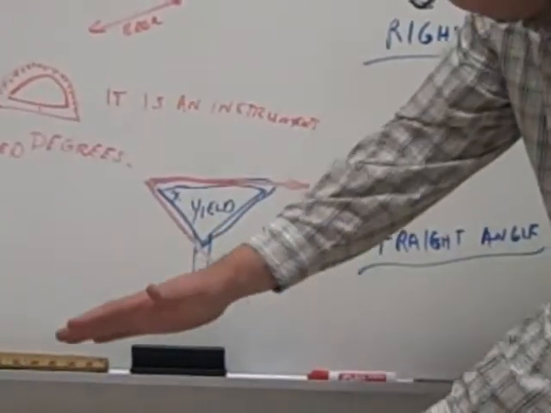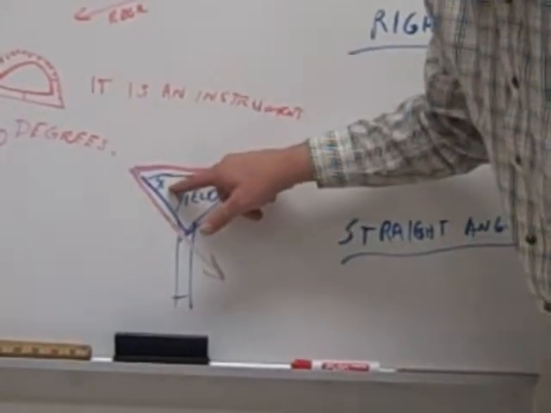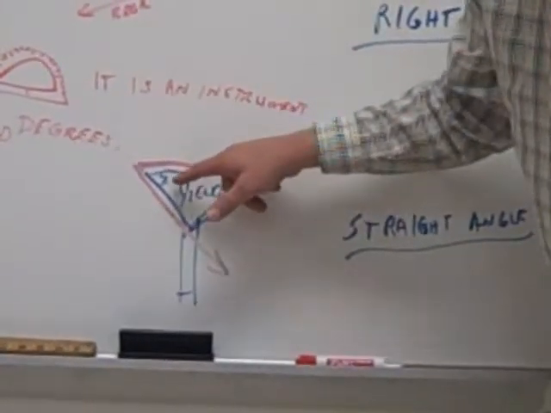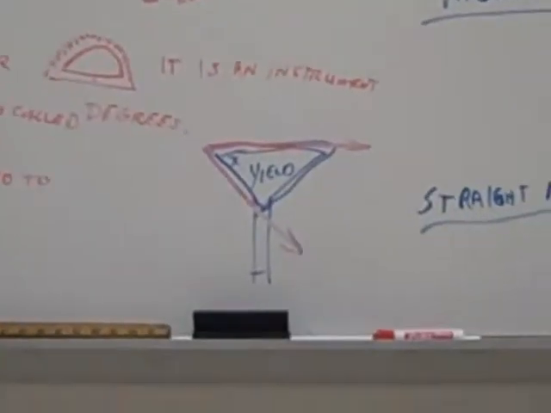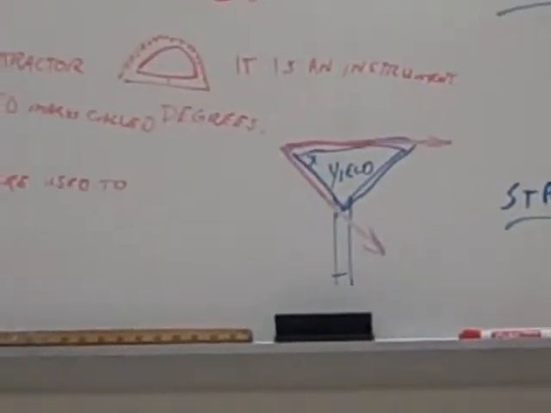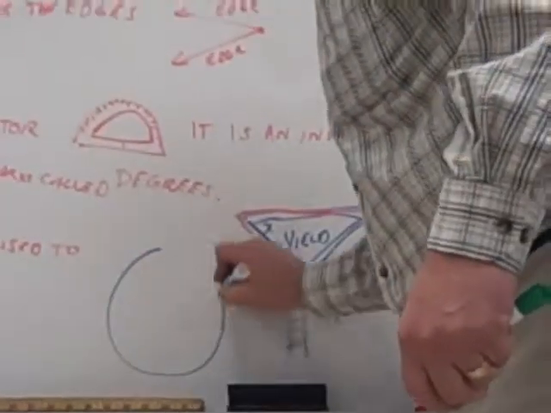Look at the opening. Cute. It's fat. It's a cute. It is not fat. It is less than 90. It's acute. Alrighty?